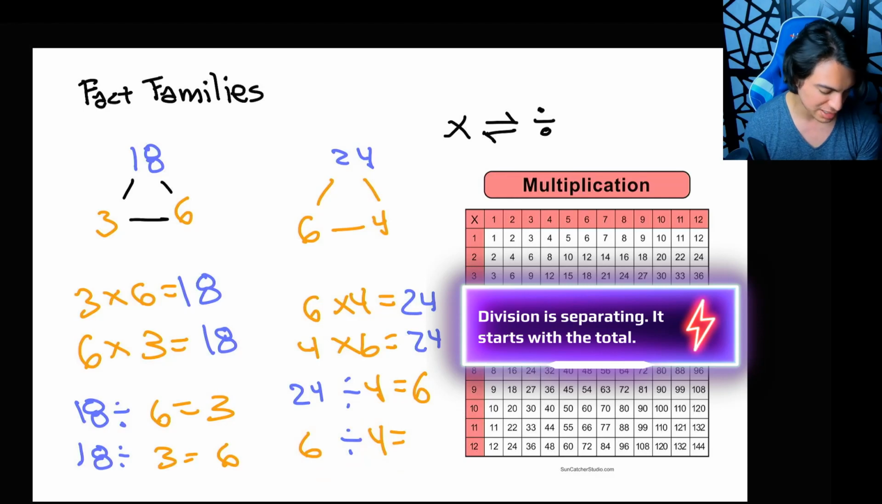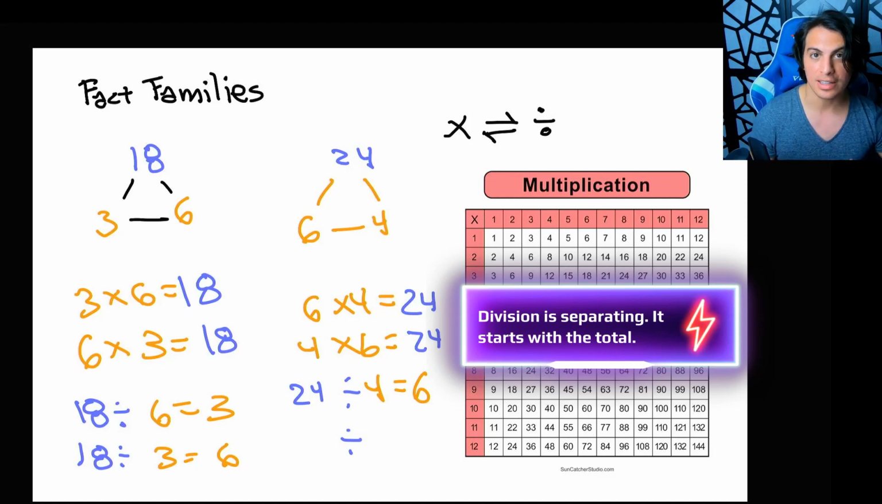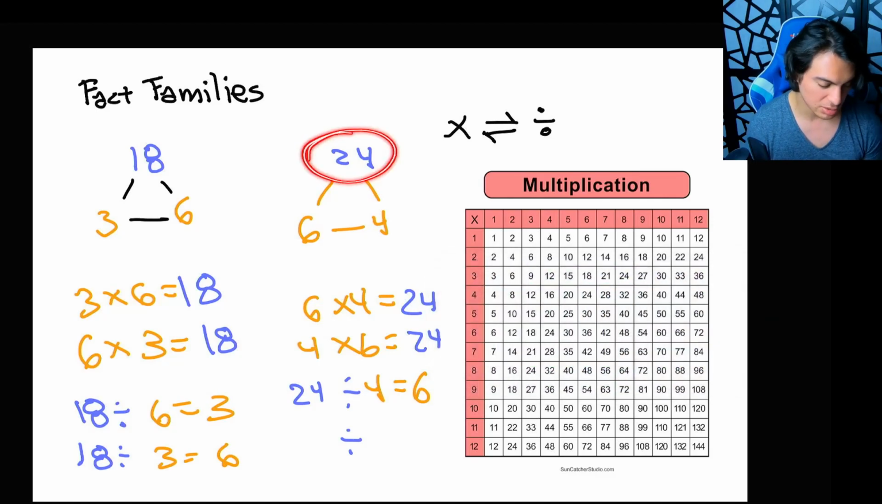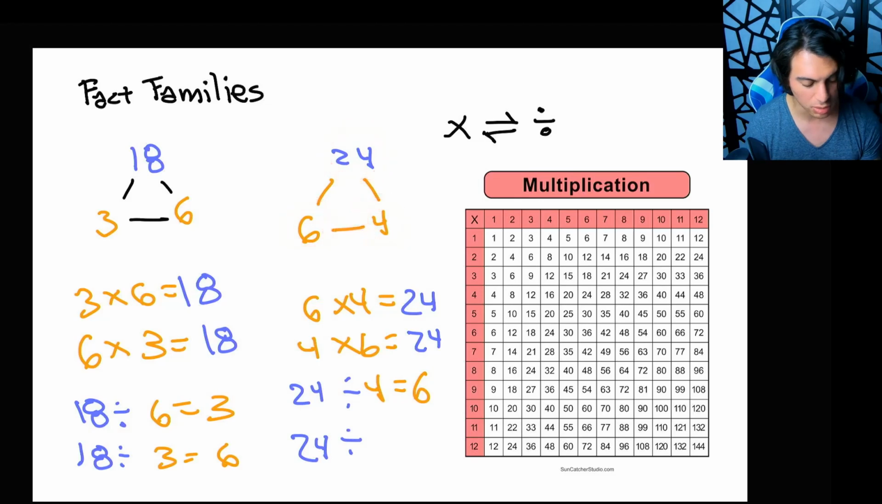So make sure you're paying attention to the multiples and where you're starting. Remember, division is a separating operation. We would always start with the total or the biggest number. So here is my total, 24. I already did 24 divided by 4 is 6, so I can go the other way. 24 divided by 6 equals 4.